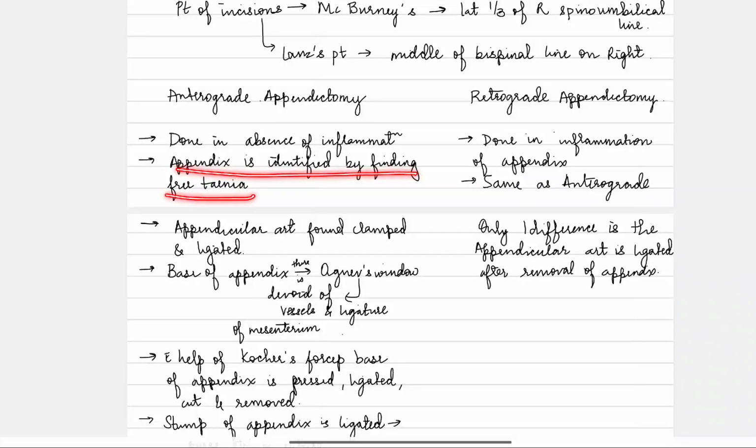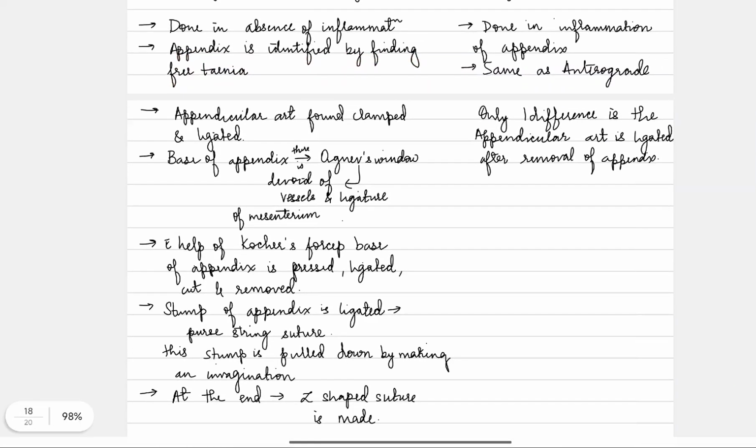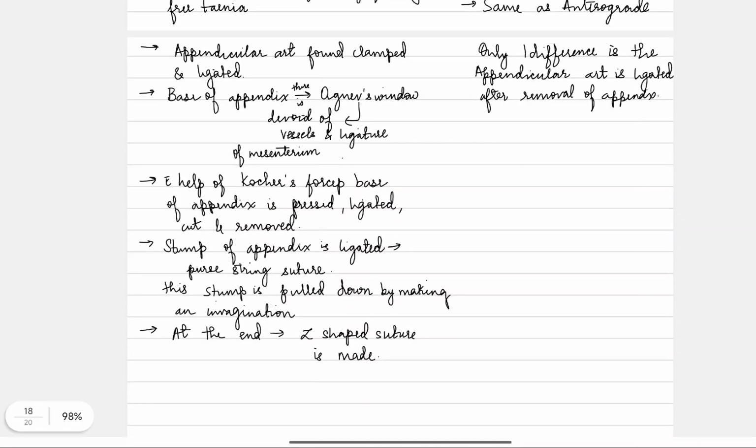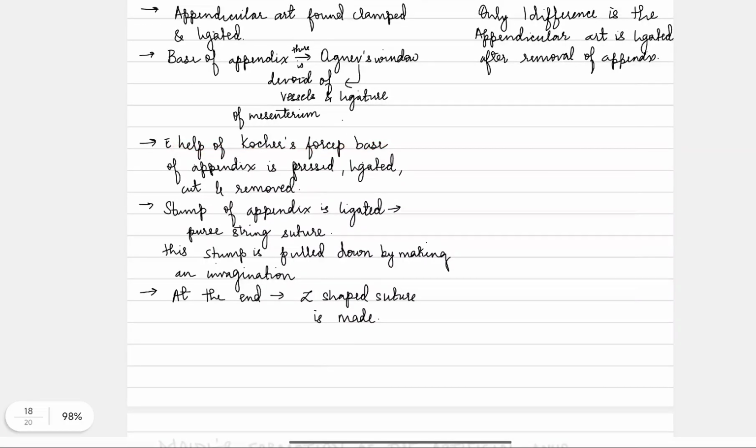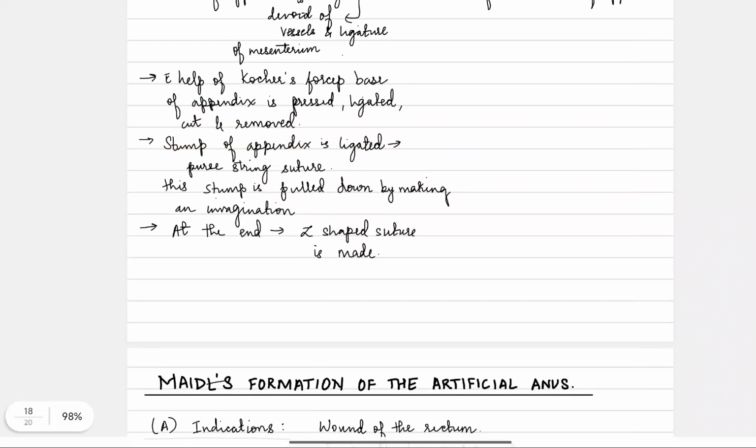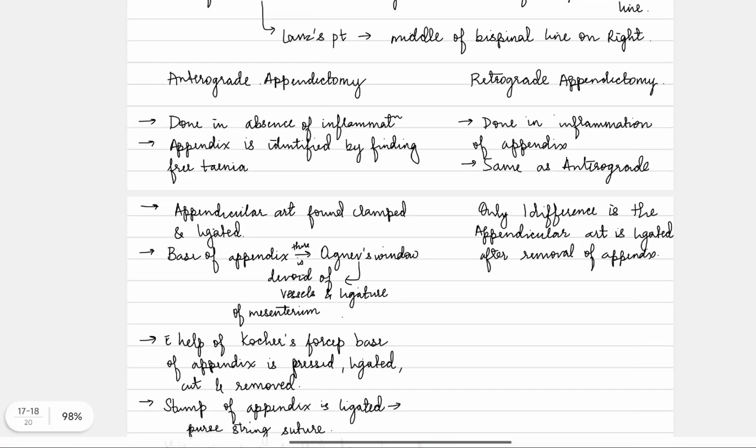The appendix is identified by finding the free tenia. The appendicular artery is found, clamped and ligated. At the base of the appendix there is Ogneva's window, the vessels are divided and the mesenteriolum is ligated. With the help of Kocher's forceps, the base of the appendix is pressed, ligated and cut, and the appendix is removed. The stump of the appendix is ligated, purse string sutures are put. The stump is pulled down by making an invagination. At the end, a Z-shaped suture is made.